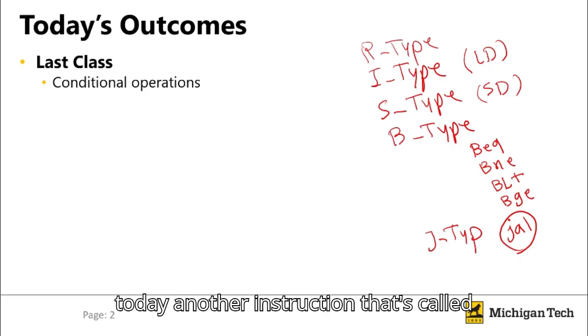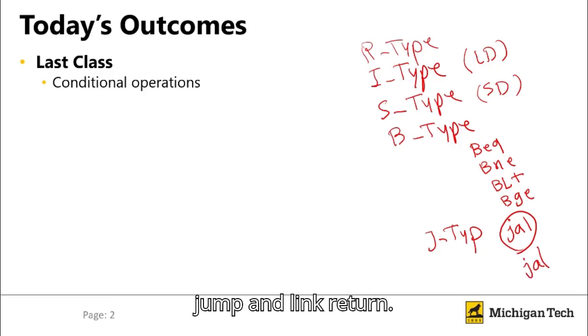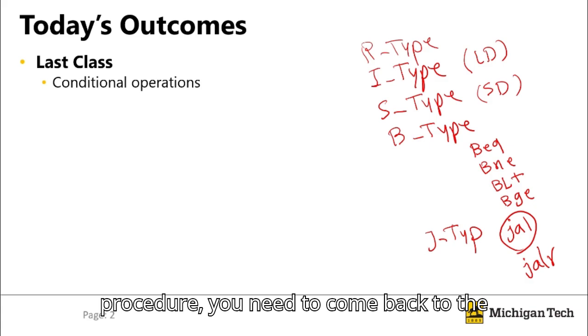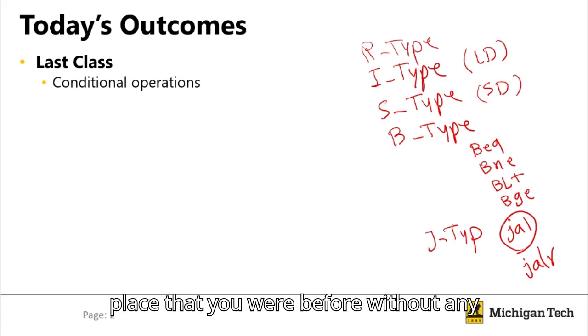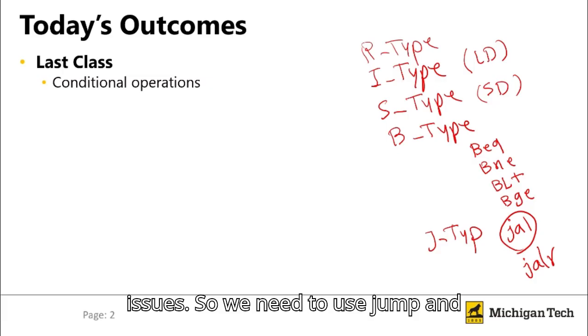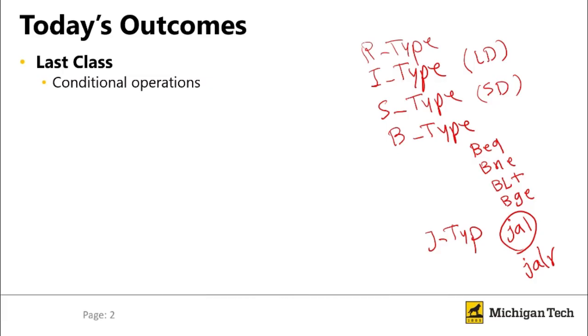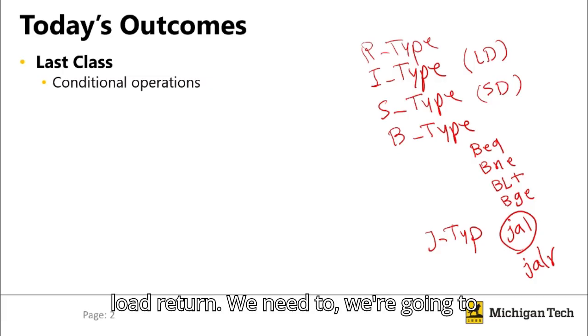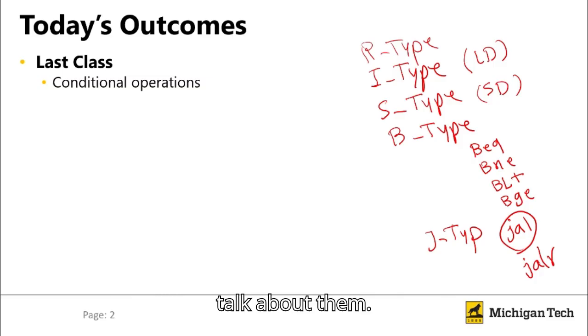Also, we're going to learn today another instruction called jump and link register, used after finishing the procedure. You need to come back to the place you were before, without any problem, to run the previous code without any issues. So we need to use jump and link return. We're going to talk about them.